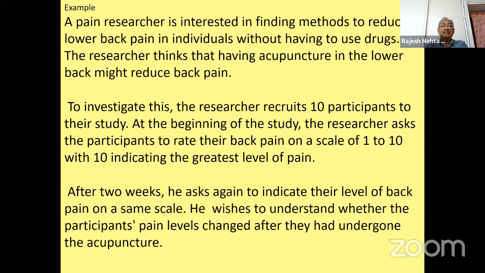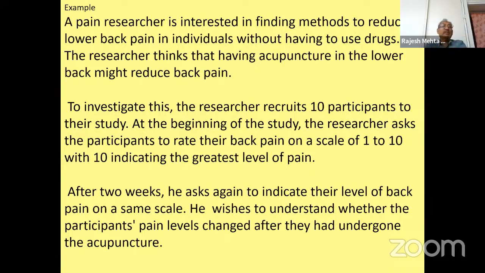So now 10 patients are there, first patient, second, third, before acupuncture and after acupuncture. Patients will be scoring themselves. Their perception will be there. But then we want to find out whether the acupuncture was effective or not, or whether it was only some random effect, right? That we will be able to find out. After 2 weeks, he asked again to indicate the level of back pain on the same scale. He wishes to understand whether the participants' pain levels change after they had undergone the acupuncture.